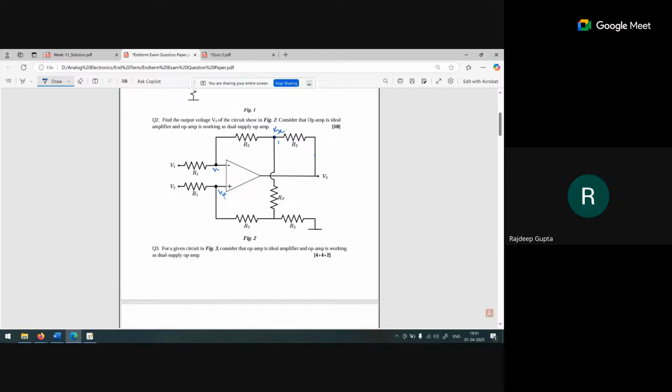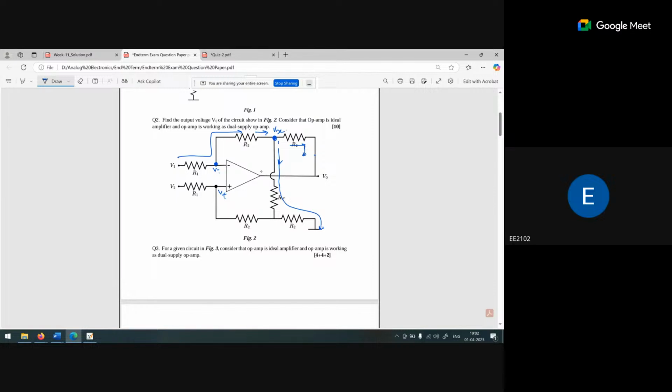Okay, sir. So the thing is that you have to apply the KCL. The current that is coming from this one will be going in this way. If we apply the KCL at this point, you get the V minus voltage. After that you apply the KCL at this point, the current that is coming in this way will be going in this one and this one. Now the current that is coming here will go to the ground.